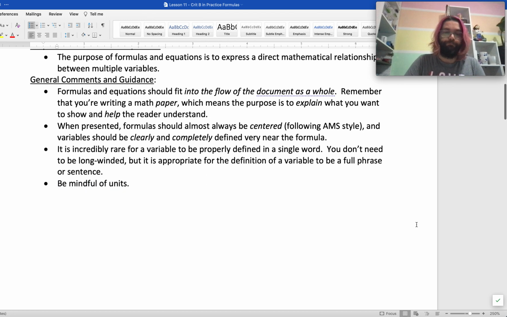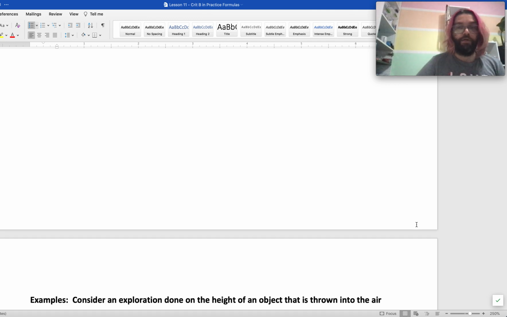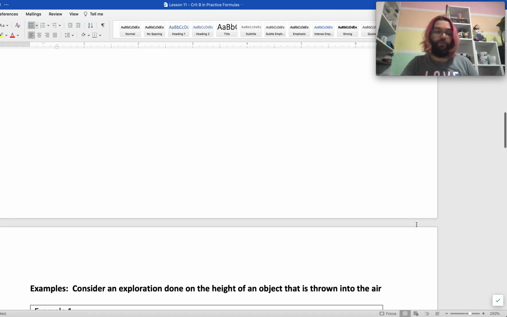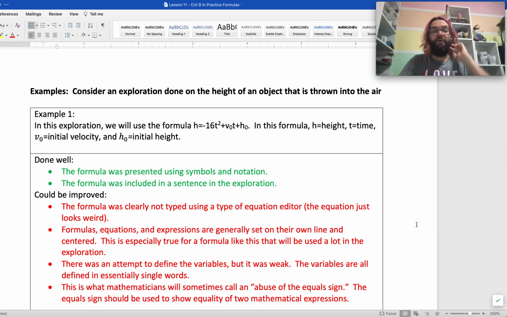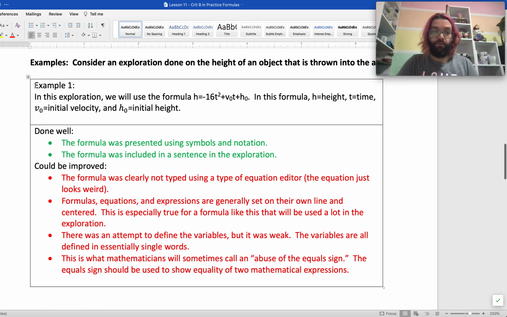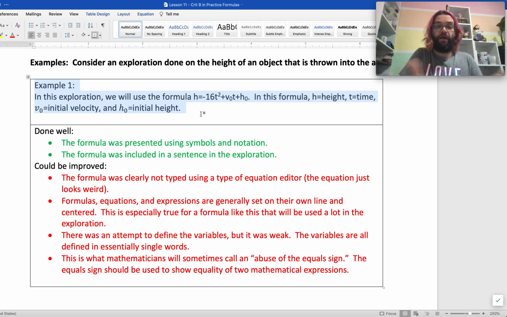So now, like I said, I want to look at one running example of this. Imagine you're doing an exploration about the height of an object that's been thrown into the air. As an example, somebody might write this. I'm not going to read it out loud to you, but someone might write that, and it might be formatted just like that. In fact, I'm doing this video in Word so that it looks exactly like what it would look like in a document.